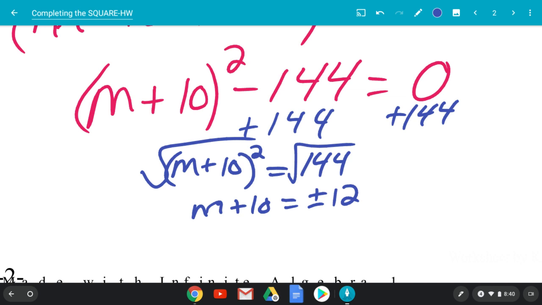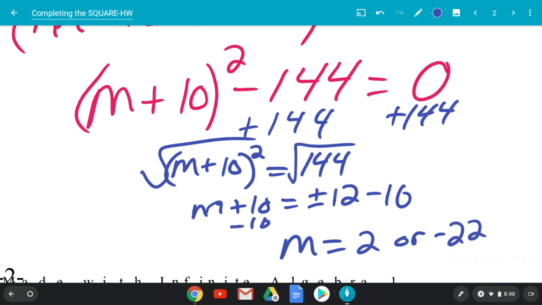At this point, how many people get to this point and think, I don't know? What are we trying to get by itself? M. So what's with the M? So you got to get rid of that. So what are we doing, Emily? There we go. Minus 10, minus 10. So M equals 12 minus 10, which is 2. Negative 12 minus 10 is negative 22.